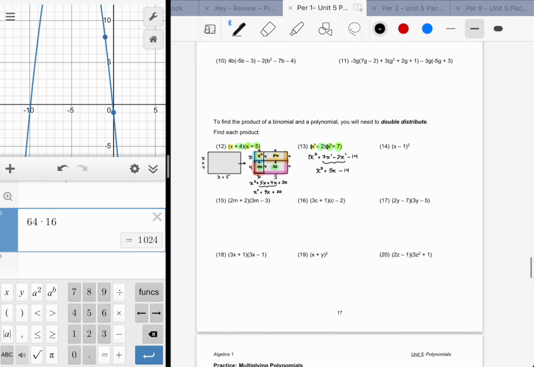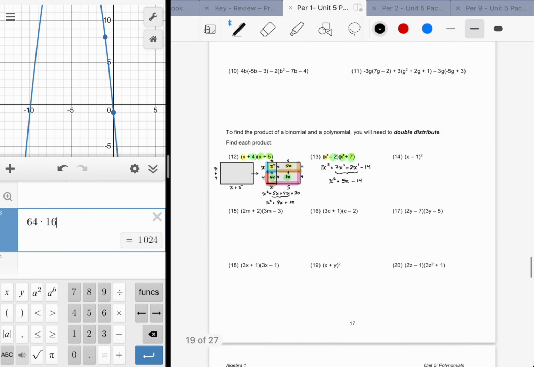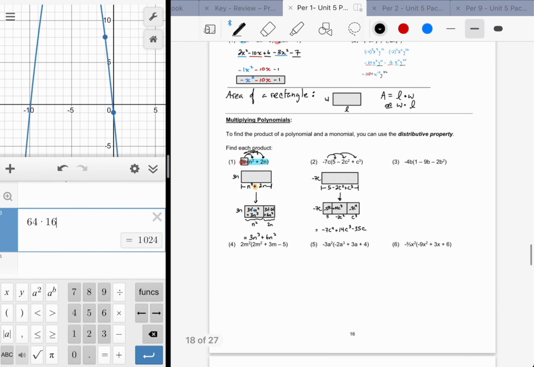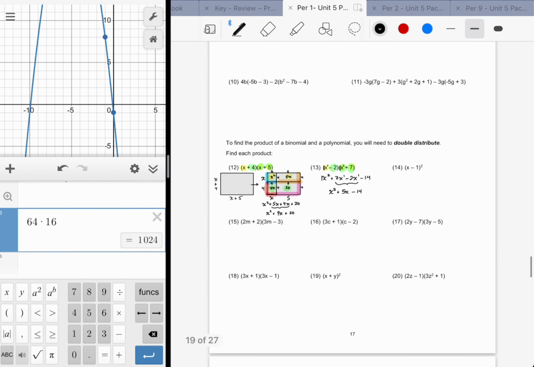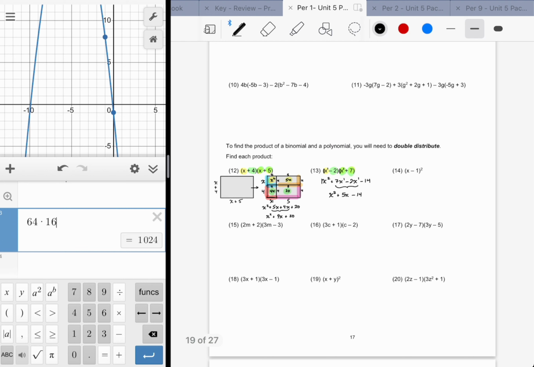Anyway, what we'll do for homework is just the problems that we skipped along the way. So pages 16 and 17. All right. So mixing and matching, whatever makes sense for that.